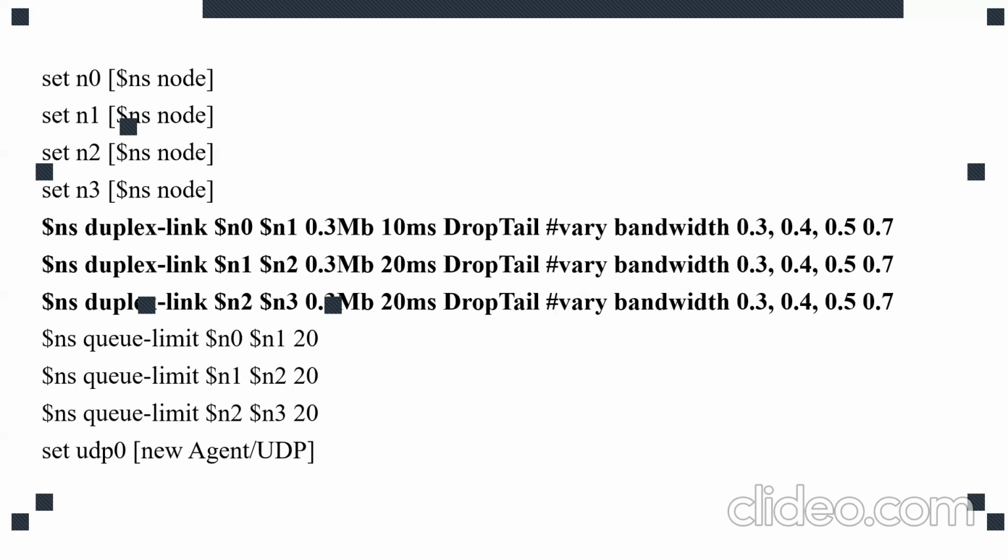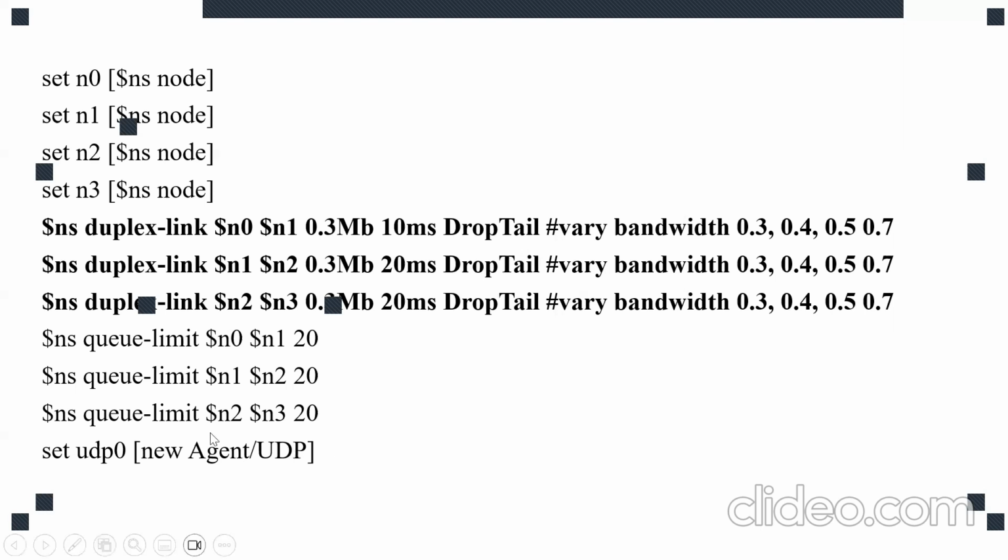The queue limit is only 20. So for each of the nodes, you will determine the size limit 20. Okay, after determining all these, you have to set up an agent called UDP. You can either use the UDP protocol or the TCP protocol. Okay, now the transmission is taking place.